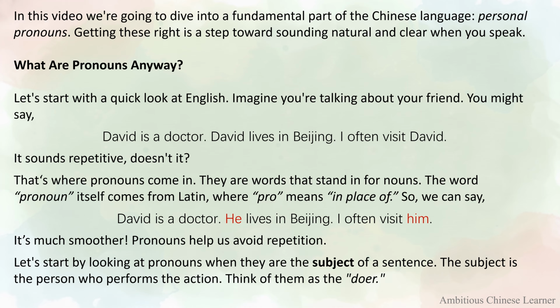So we can say, David is a doctor. He lives in Beijing. I often visit him. It's much smoother. Pronouns help us avoid repetition. Let's start by looking at pronouns when they are the subject of a sentence. The subject is the person who performs the action. Think of them as the doer.